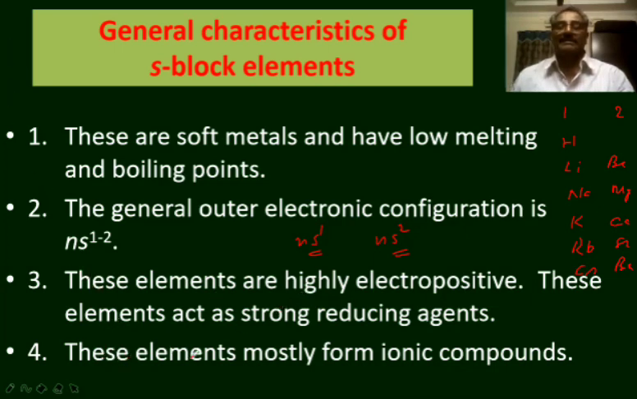Next, these elements mostly form ionic compounds. As they have the tendency of formation of cations, they form the ionic compounds usually. The alkali metals usually lose 1 electron to form monopositive ions. M loses 1 electron and forms a monopositive ion M+, where M is alkali metal. That is either lithium or sodium or potassium or rubidium or cesium.